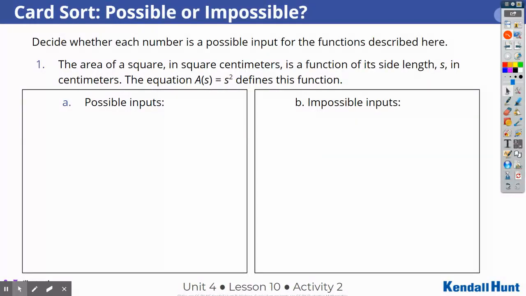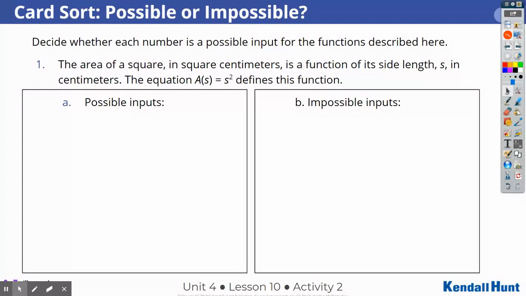All right, so on your slide, you have notes, numbers out to the side, and I want you to try to see if you can tell if they are a possible input or an impossible input. So this function is the same one we've used before. The area of a square in square centimeters is a function of its side length, s, in centimeters. And the equation is A(s) = s squared that defines this function. So our input that we're looking at here is the side length. So the side length would be in centimeters.